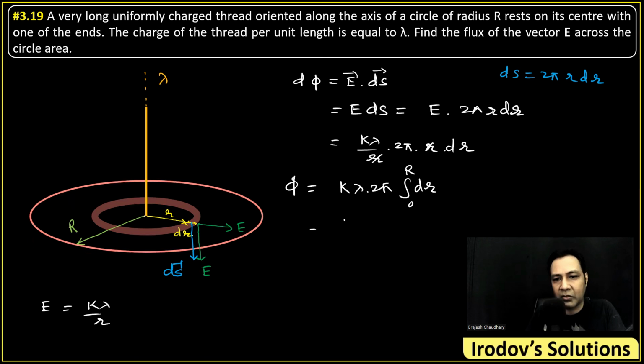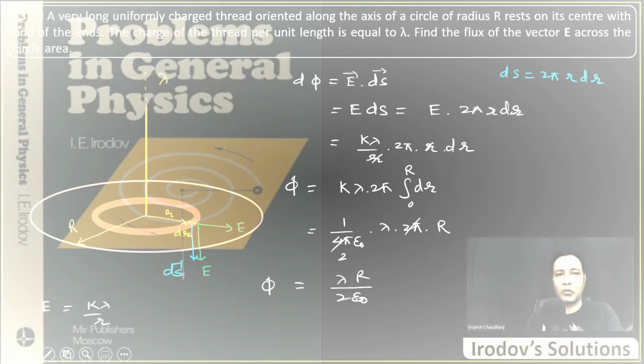And let me write k is equal to 1 upon 4 pi epsilon naught. There is a lambda, there is a 2 pi, and this is a capital R. So this is 2. So now the flux is lambda R divided by 2 epsilon naught. That is my answer. Thank you.